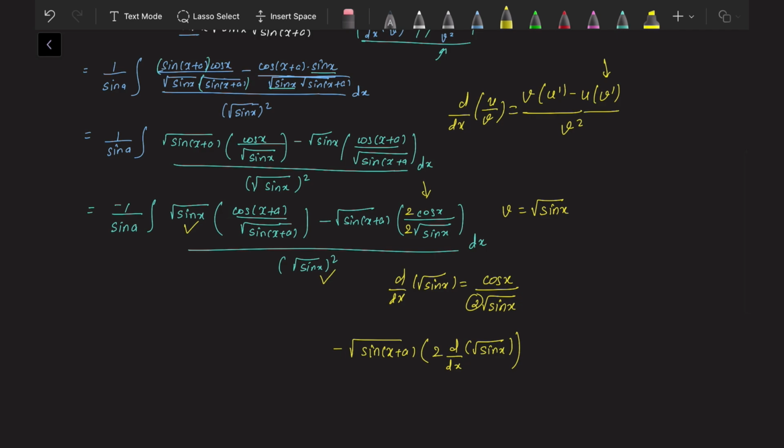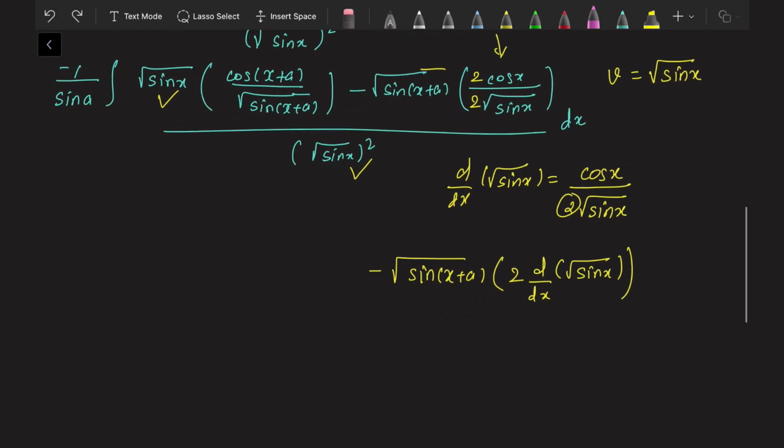Now look carefully. The u that you need to find is from over here. So over here the role of u is simply played by root of sine x plus a, and if that is u, then this must be u dash, that is, this particular term cos x plus a upon root sine x plus a must be the u dash. So if I consider my u as root sine x plus a, now let me check that this plays the role of u dash or not.